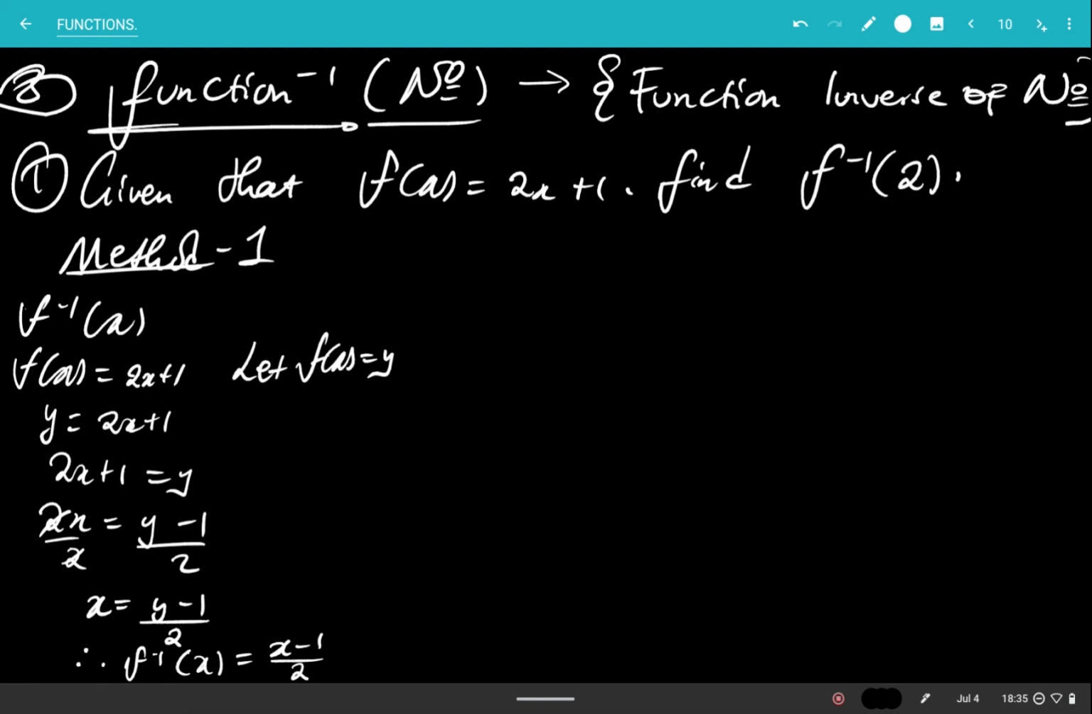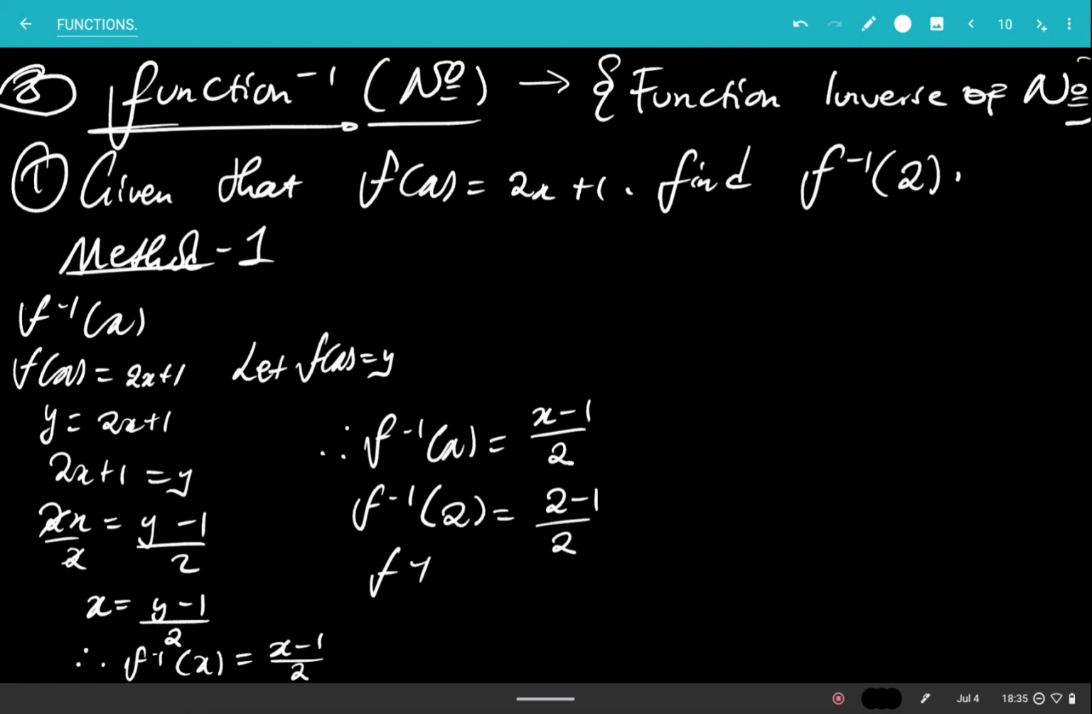Now, in method 1, once you find the function inverse of x, so we know that the function inverse of x is equal to x minus 1 over 2. All I can do is evaluate this same function inverse at the input value, which is 2, which means wherever there is x, I'll put 2 minus 1 over 2. So the function inverse of x, of 2 is equal to 2 minus 1, that's 1 over 2.